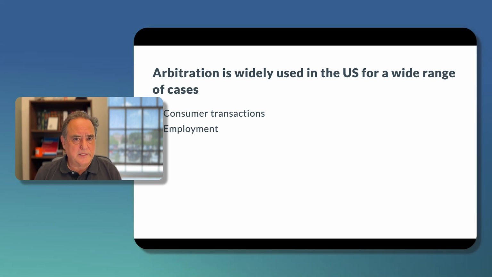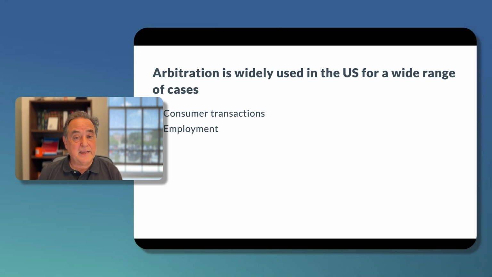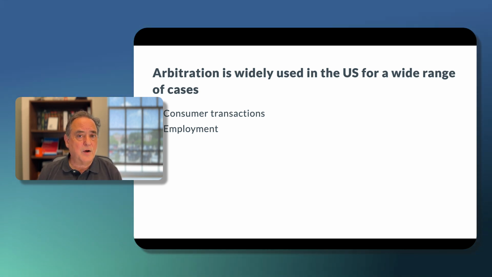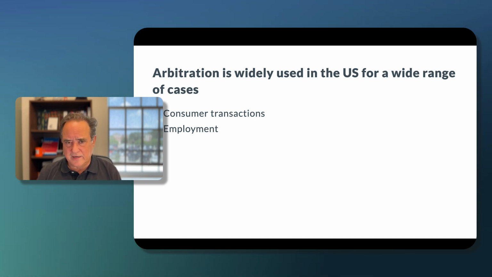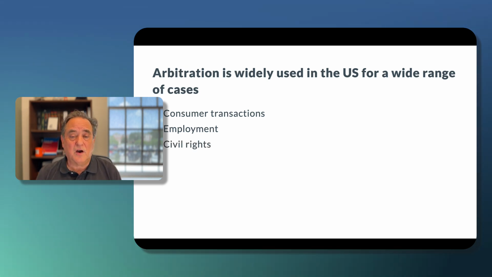Recently, employment agreements have often included arbitration provisions, which would require you to arbitrate any dispute arising out of the employment relationship, not just the contract of employment, but any dispute. So if you allege racial discrimination, for instance, you may have to arbitrate that rather than filing your claim in a court of law. Civil rights are subject to arbitration agreements as well.